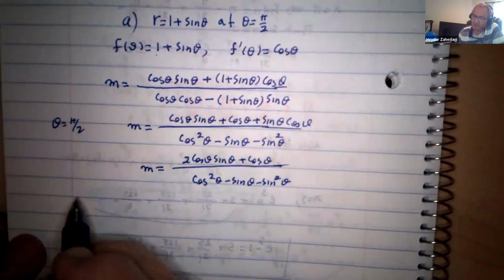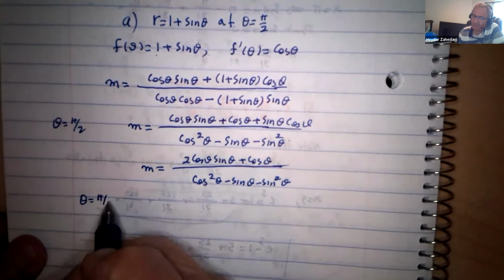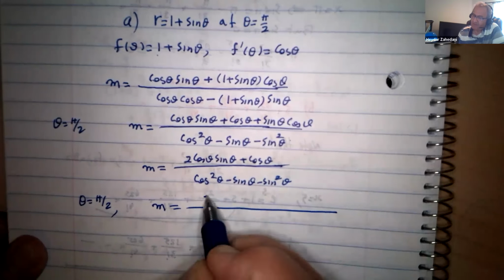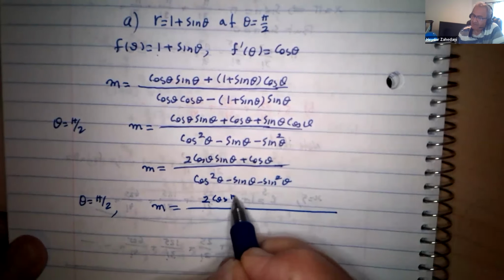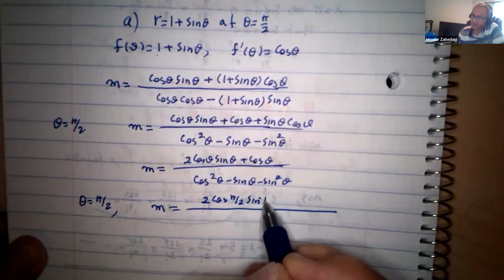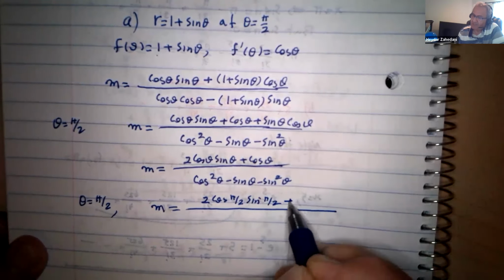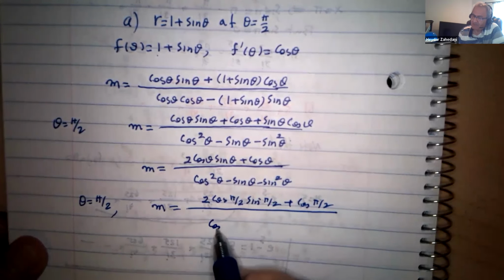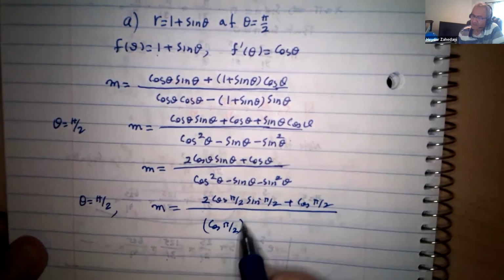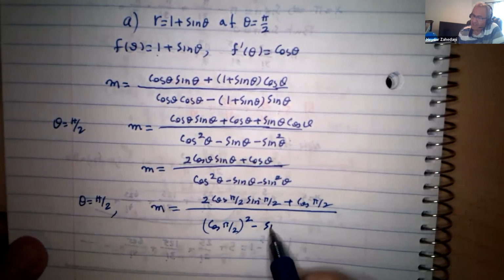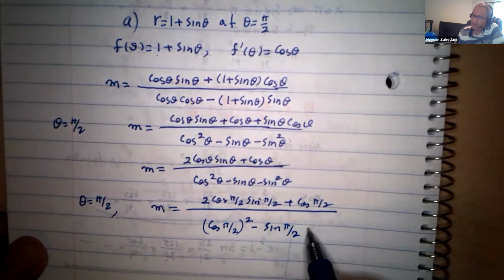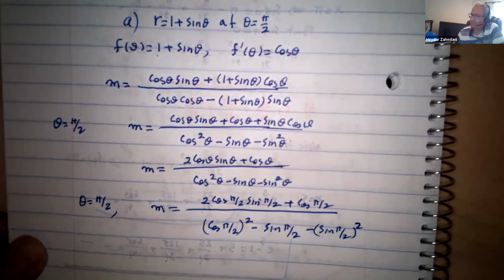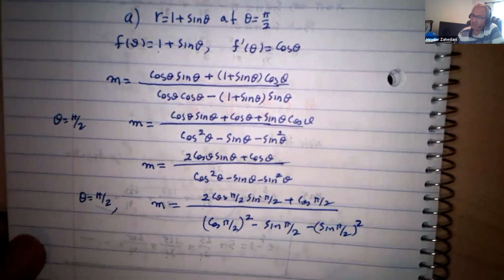So now substitute theta equal to pi/2. So m would be 2 cosine of pi/2 times sine of pi/2, plus cosine of pi/2. The bottom one is cosine of pi/2 squared, minus sine of pi/2, minus sine of pi/2 squared. You know that the cosine of pi/2 is 0, and sine is 1.